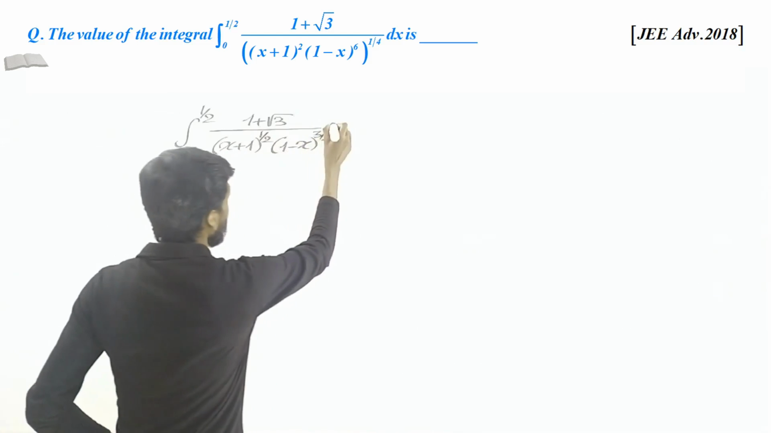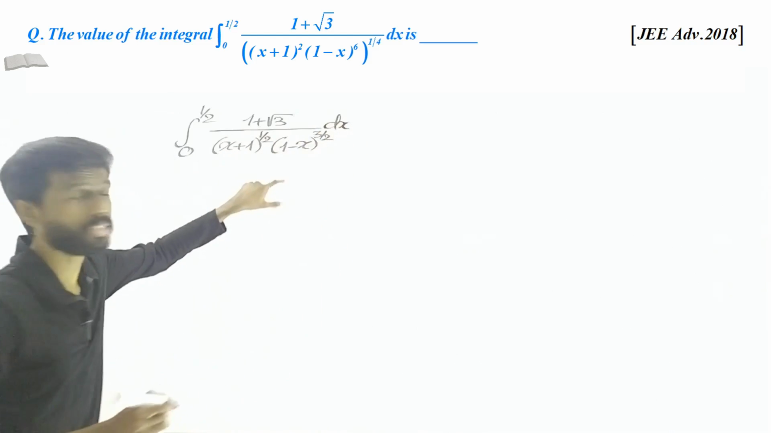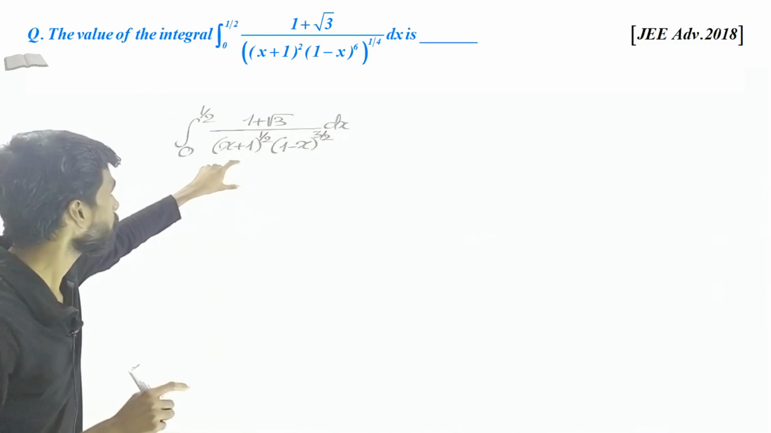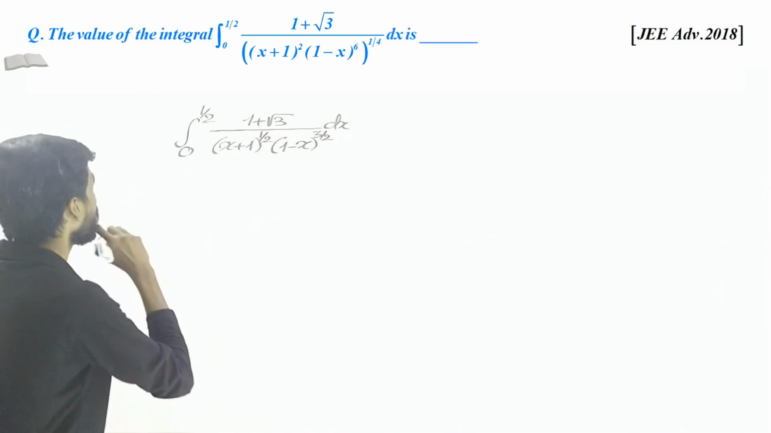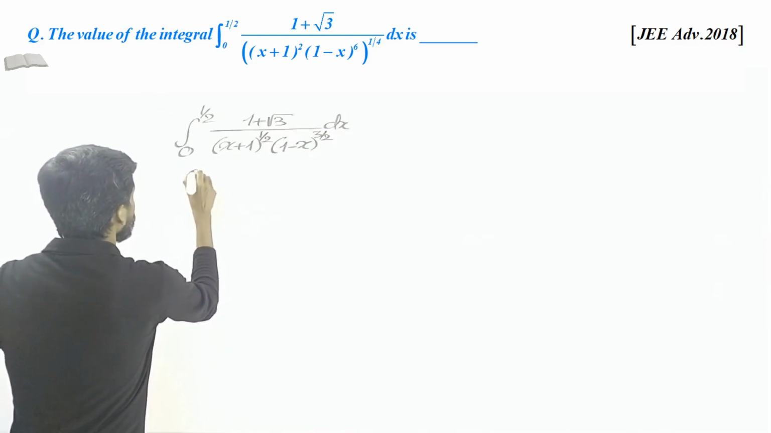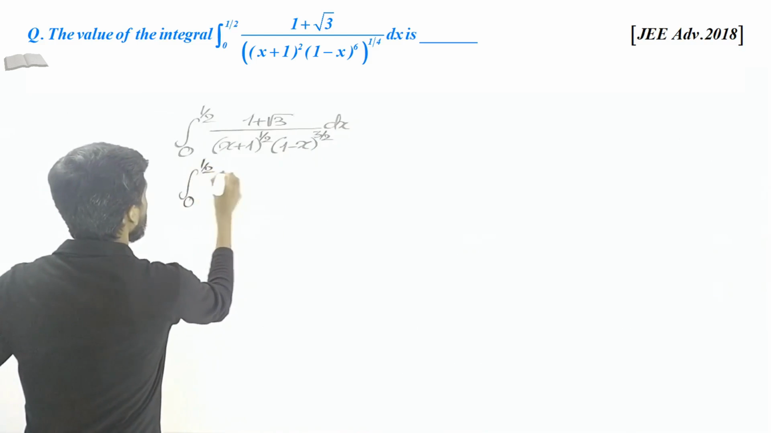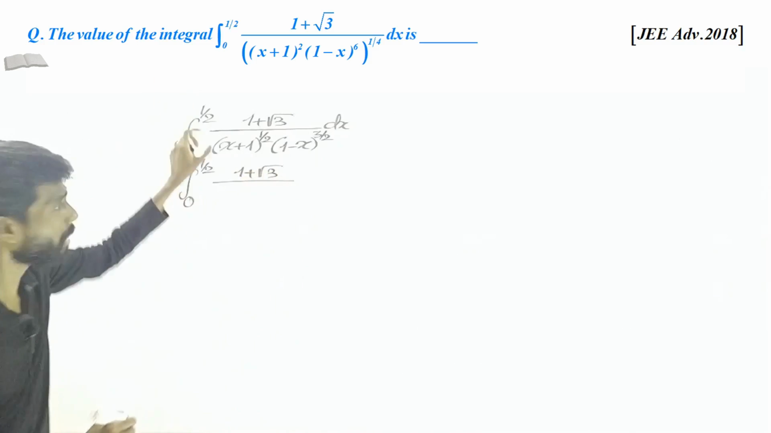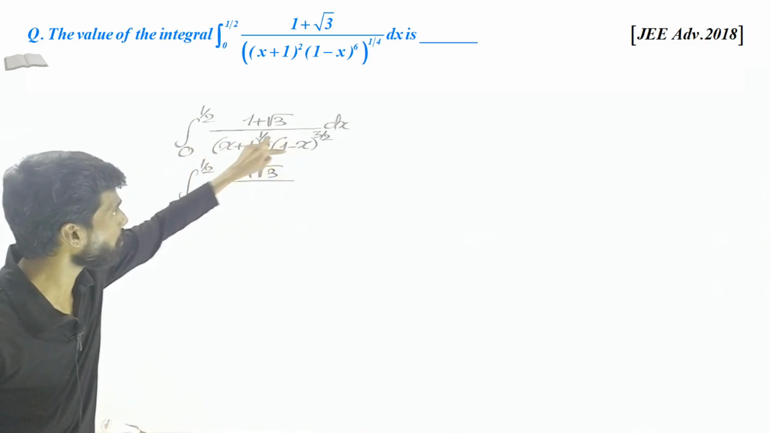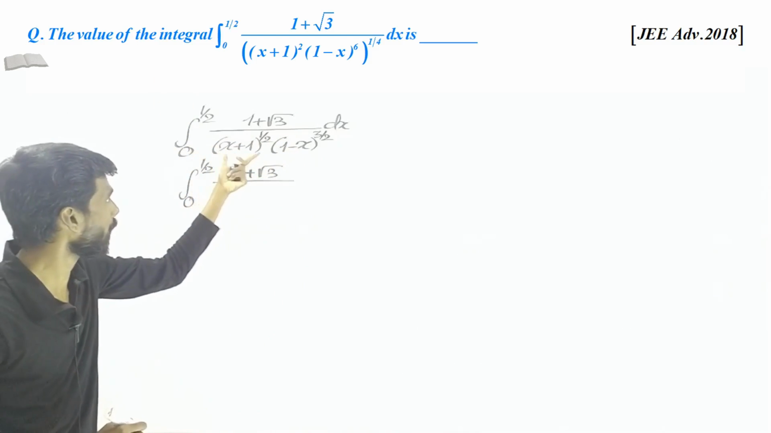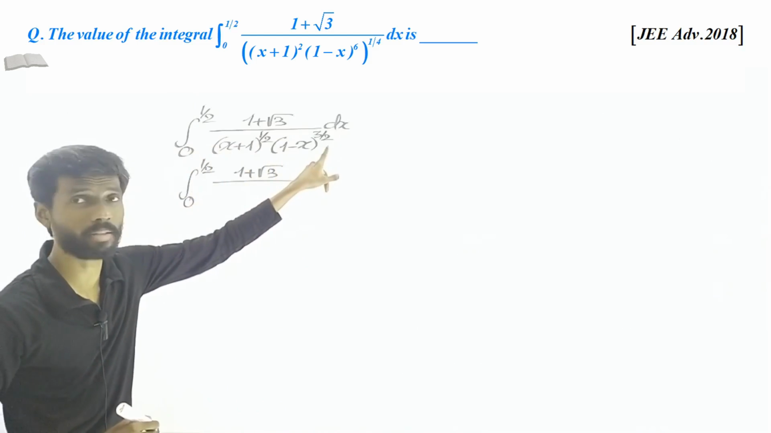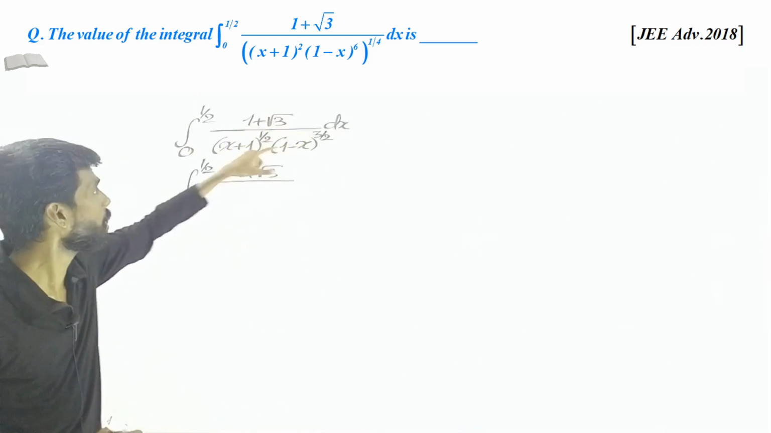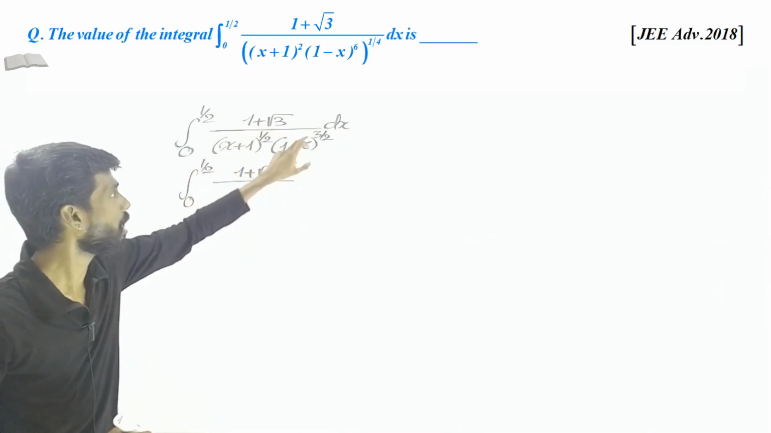So this is a standard question, right? The two expressions have some rational power, not integers, only non-integers. So we have to use this particular method only. So what we do, integral from 0 to 1 by 2, 1 plus root 3 divided by, you have to divide by this factor, or you have to divide by this factor. So any one of them: you divide by x plus 1, but the power is 3 by 2, not this power. Or we can divide by 1 minus x, but the power is 1 by 2. Okay, so either divide by this or divide by this.